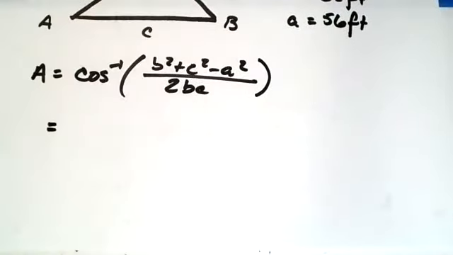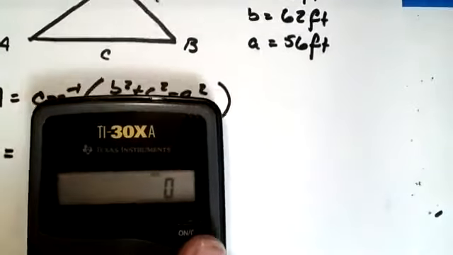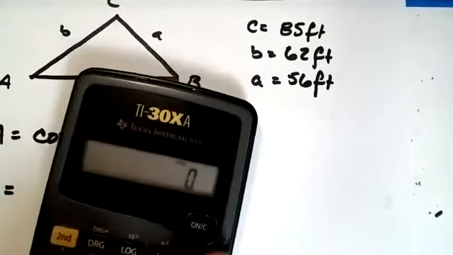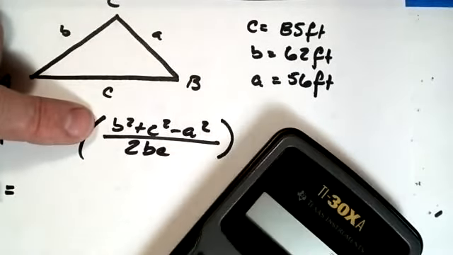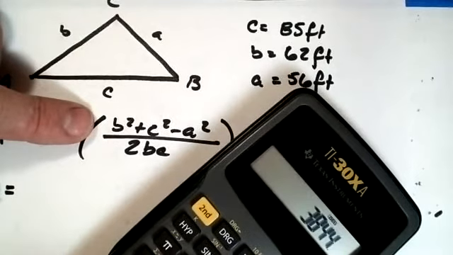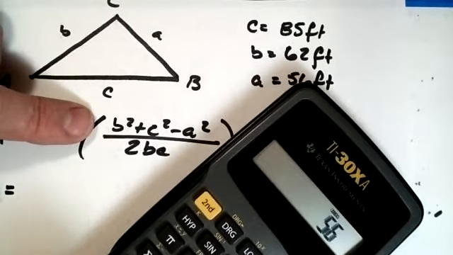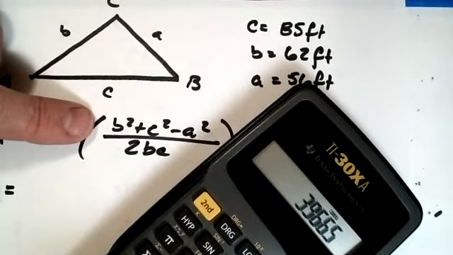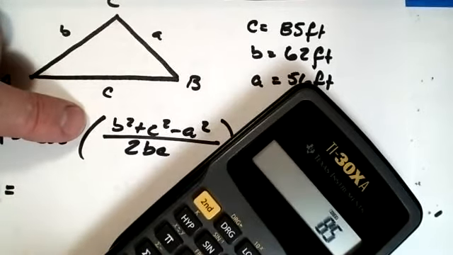Plugging those numbers in. I don't need to use the store function on my calculator because these are relatively easy numbers. So 2 times B times C. Well, maybe it'd be easier to start with the numerator in this case. So I've got 62 squared plus 85 squared minus 56 squared equals, then I'm going to divide that by 2, divide that by b, which is 62, and then divide that result by c, which is 85.